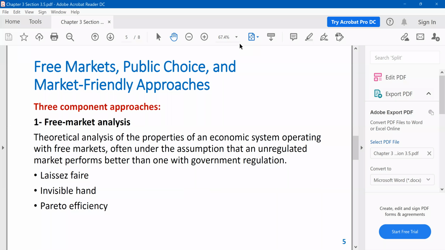Now, as I said, there are three approaches. One is the free market analysis, the other is public choice theory, and the other is more market-friendly approaches to understanding underdevelopment, right? So in the free market analysis, we have basically three principles. Laissez-faire, let them do what they want to do, right? Invisible hand, so there is this magical thing. If everybody maximizes his or her own benefit without any intervention by the state, then that would result in efficient outcomes. Okay? Efficient in what sense? Efficient in the Pareto sense. All right, so you will not make somebody better off without making someone worse off. Okay?